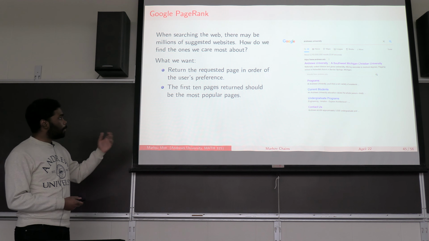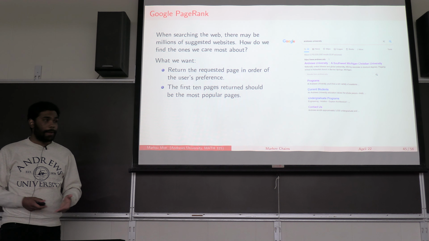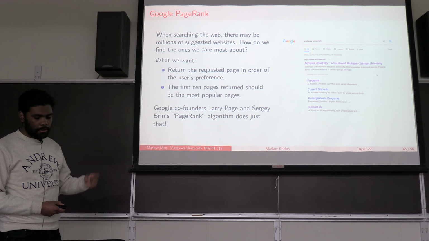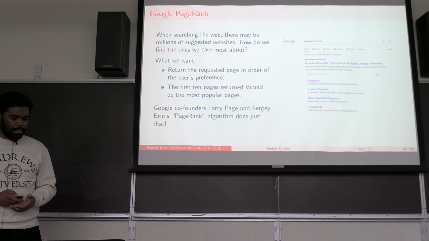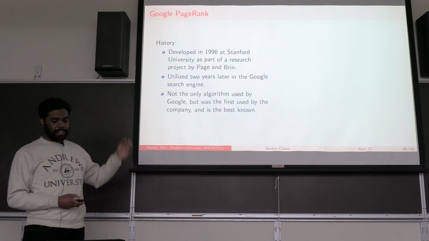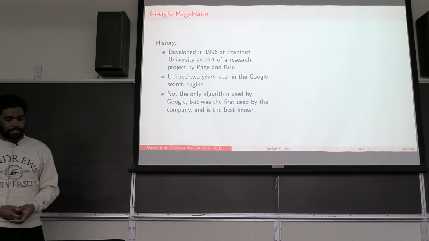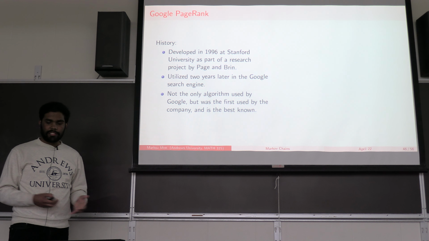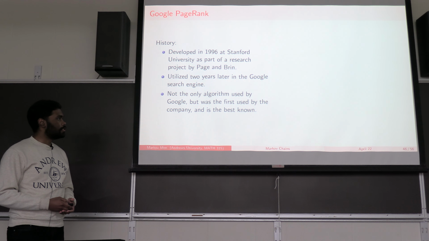So what we want is to return the requested pages in order of the user's preference, and we want the first 10 pages, that is, the first 10 links returned, to be the most popular as well, right? Google co-founders Larry Page and Sergey Brin's PageRank algorithm does just that. A bit of history: it was developed in 1996 and utilized two years later in the Google search engine. It is not the only algorithm used, but it is the most popular and was also the first used.